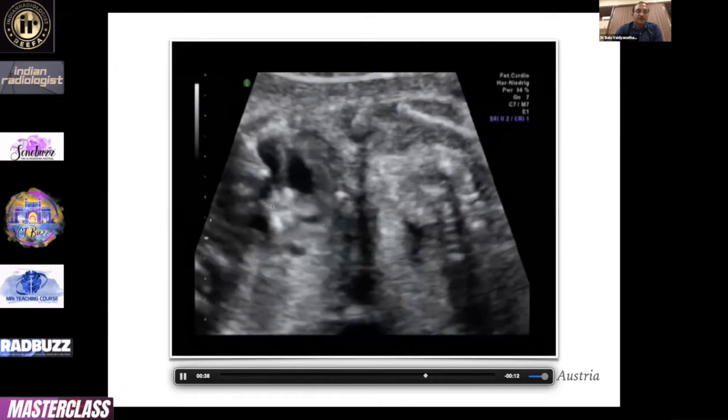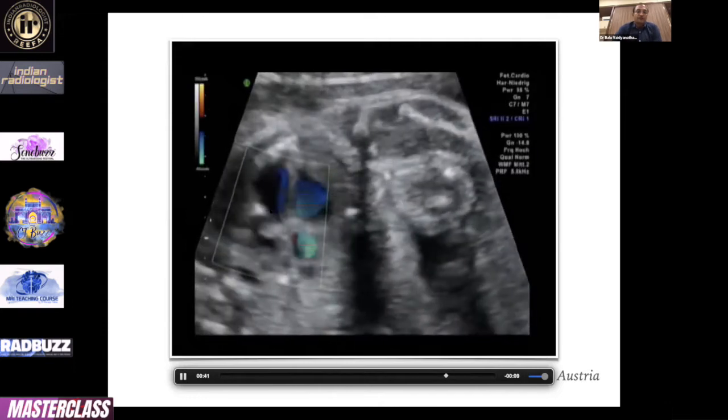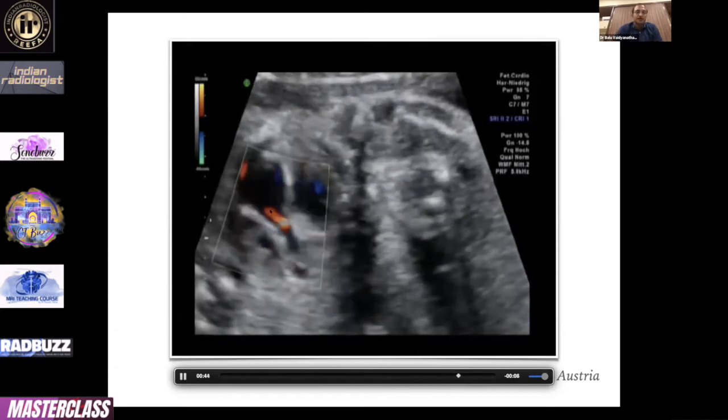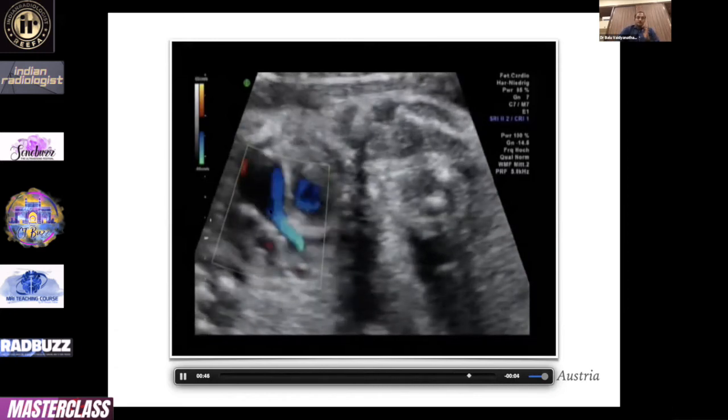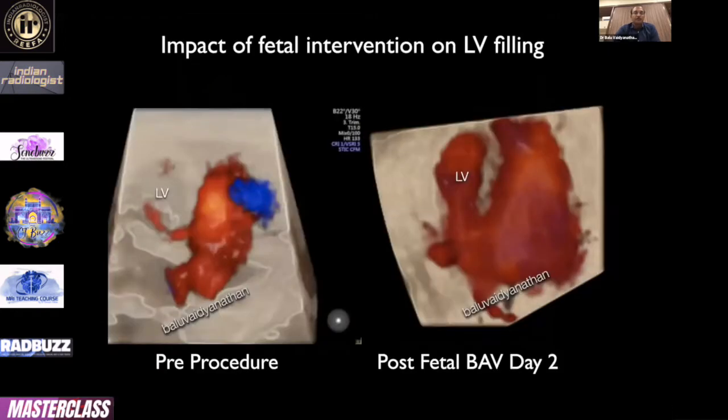That's the inflation being done, and then you can see that there's a good antegrade flow, and you can even see that there's a bit of an aortic regurgitation also, suggesting that the procedure has been accomplished very successfully. So we did one case in our center.